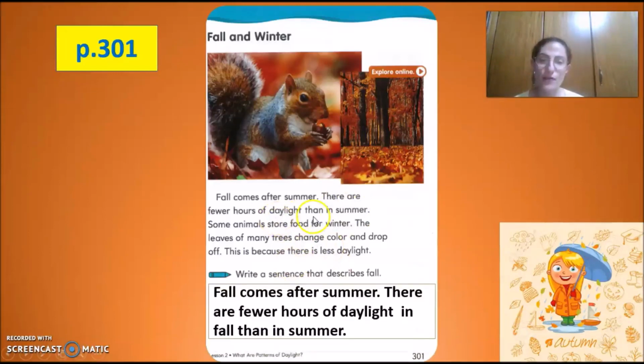Excellent. Fall comes after summer. There are fewer hours of daylight in fall than in summer. Why? Due to Earth's rotation around the sun. Great. So far so good.